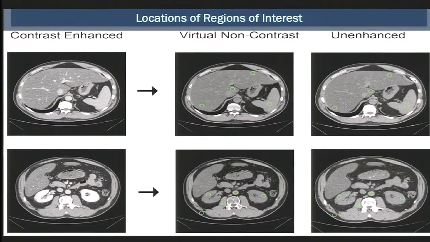So this is an example of some of the images that we used. This is the liver slice, and this is the kidney slice. The contrast-enhanced images are used to generate these virtual non-contrast images, and these are actual pre-contrast images without any contrast. You can see these are fairly similar. These green dots are the ROIs that we used.